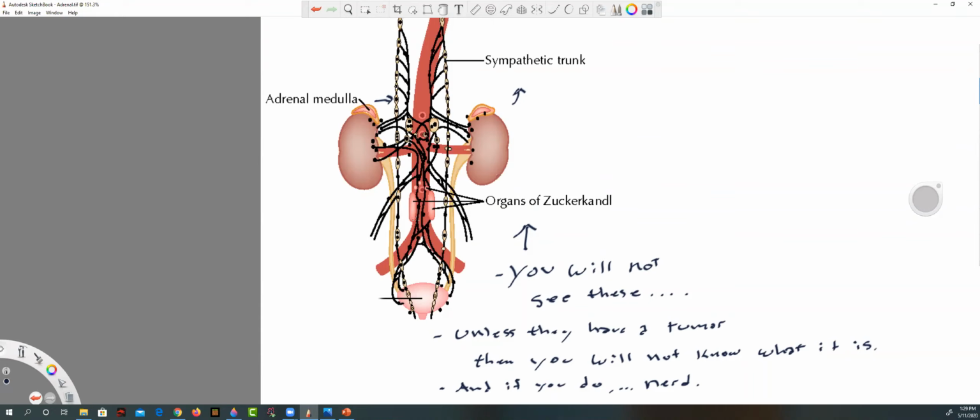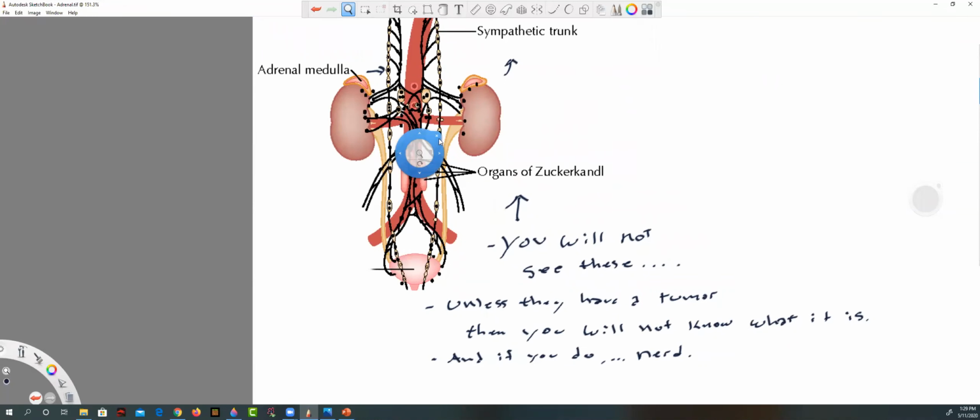Okay. Organs of Zuckerkandl. You will not ever see these unless there's something wrong. Unless there's something wrong with them, then maybe you will see these organs. There's a tumor on them, but there's no way you're going to know, oh, there's an organ of Zuckerkandl tumor down here near the aorta, and yeah, you're just not going to know that. No one's going to know it. No, the doctors aren't going to know it. No one's going to know it.